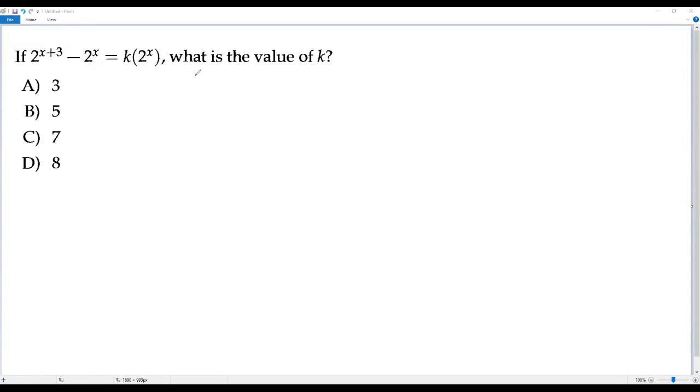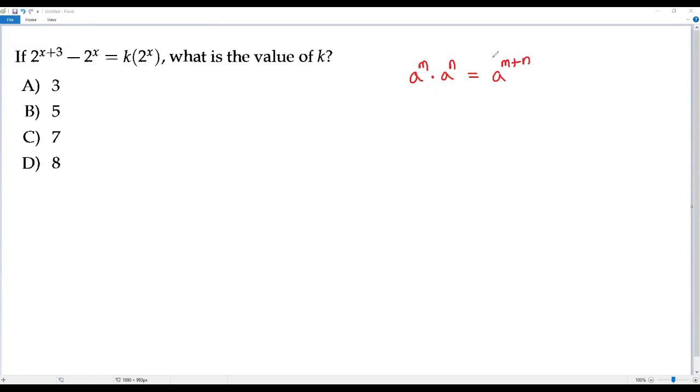Before I start solving this problem, let's think about the product rule in exponents. That is, when we multiply two powers with the same base, a to the m power times a to the n power, we keep the base and add the exponents. That is a to the m plus n. So this is the product rule in exponents.